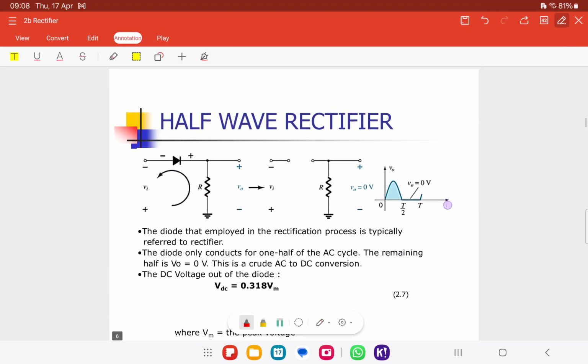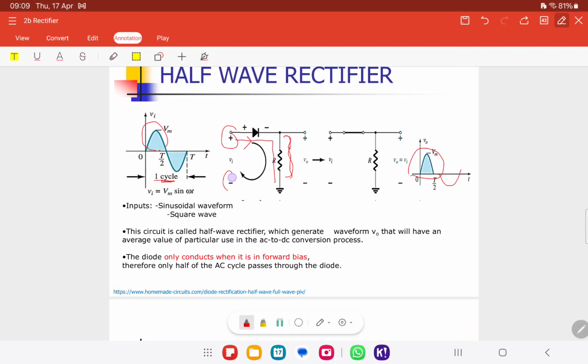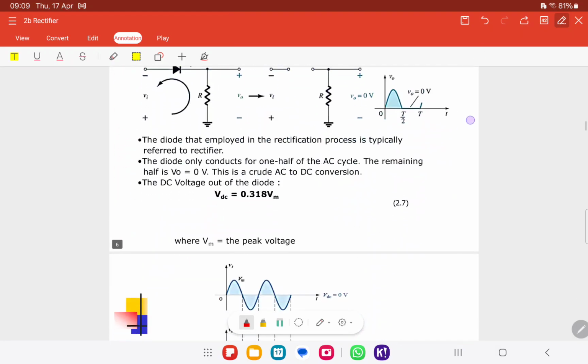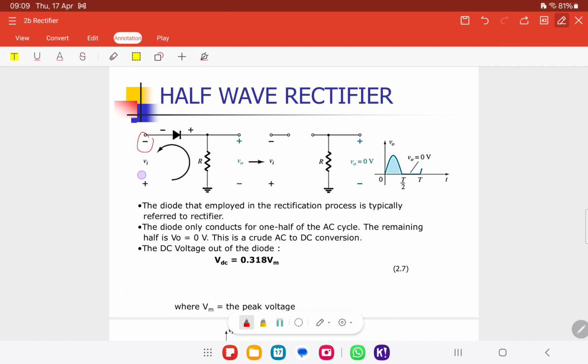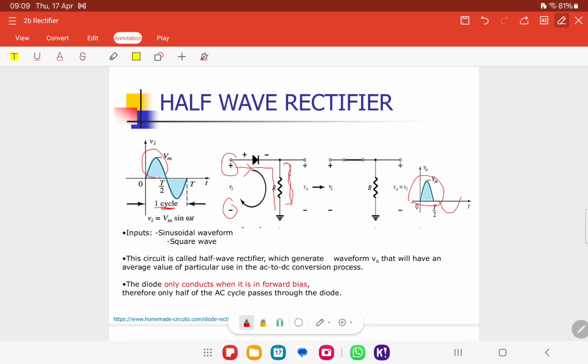If for negative cycle, positive dia punya polarity is this one. So for negative cycle, kita kena tukar the polarity. And then the current akan lalu macam ni. Sorry, this one is for off condition. Okay, untuk yang ni, sorry. This one kan dia ada this.